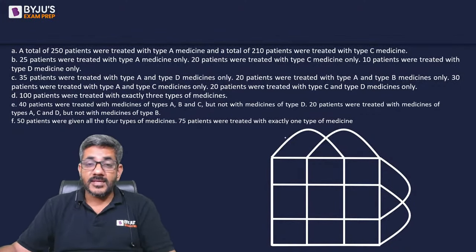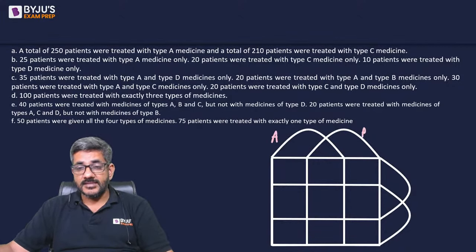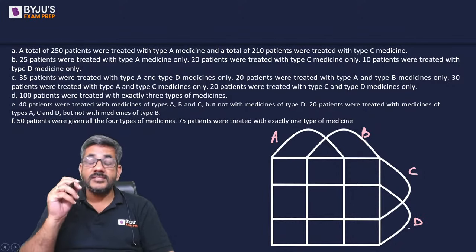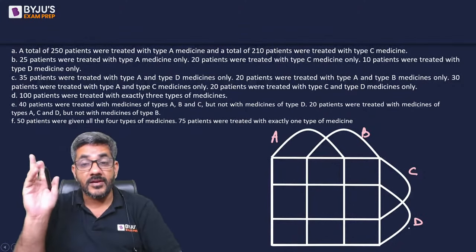This is set A, this is set B, this is set C and set D, and use them in a way such that first of all we write this specific information.